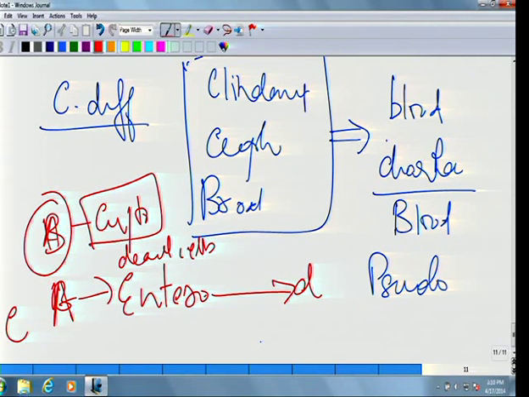Cytotoxin is B. B is the cytotoxin. Cytoskeletal rearrangement causes death of the cells. That is what is mainly responsible for the pseudomembrane. Okay. A is the enterotoxin.